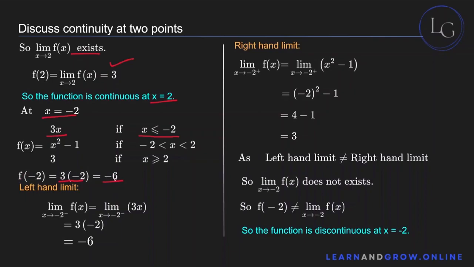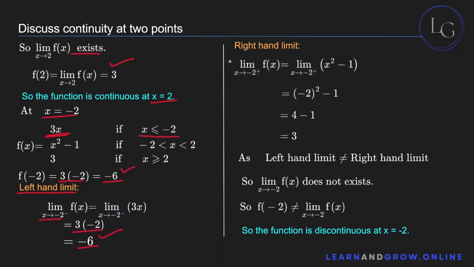So f of negative 2 is equal to negative 6. Now, let's see the left-hand limit. How do you find it? When you approach from the left-hand side of negative 2, you use 3x again, because when x is less than negative 2, you have 3x as the function. So any value below negative 2, like negative 3, negative 4, negative 5, anything approaching from the left of negative 2. That means 3 times negative 2, you get negative 6. So far, so good, right?